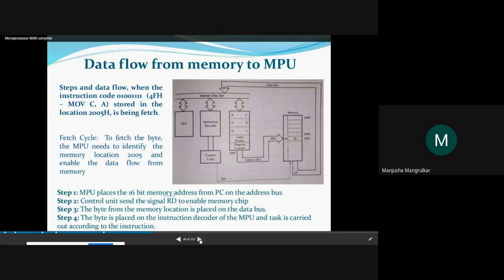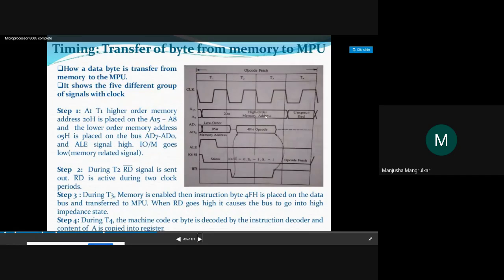This is a 16-bit address, so it is divided into 2. The 20 is on the higher address lines, and 05 is on the lower address lines. When the ALE signal is high, AD7 to AD0 will act as A7 to A0, right? When the ALE signal goes low, AD7 to AD0 will act as D0 to D7, and the data from the memory will be fetched into this. At that time your read signal will go active low, right?